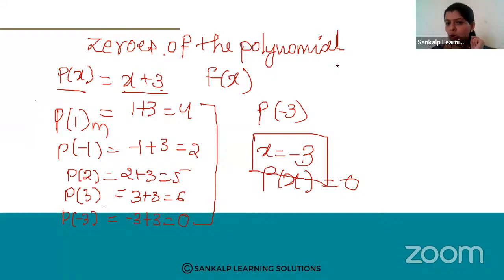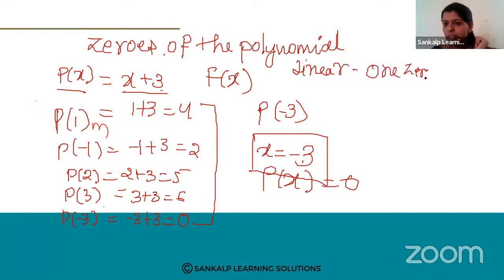Okay. If the polynomial is linear, then how many zeros does it have? See, this is a linear polynomial. Why? Because the variable power is 1, the highest power is 1. Therefore, it is a linear polynomial. How many zeros does it have? It has only 1 zero. So if it is linear, then it has 1 zero. Remember, this is also very important.